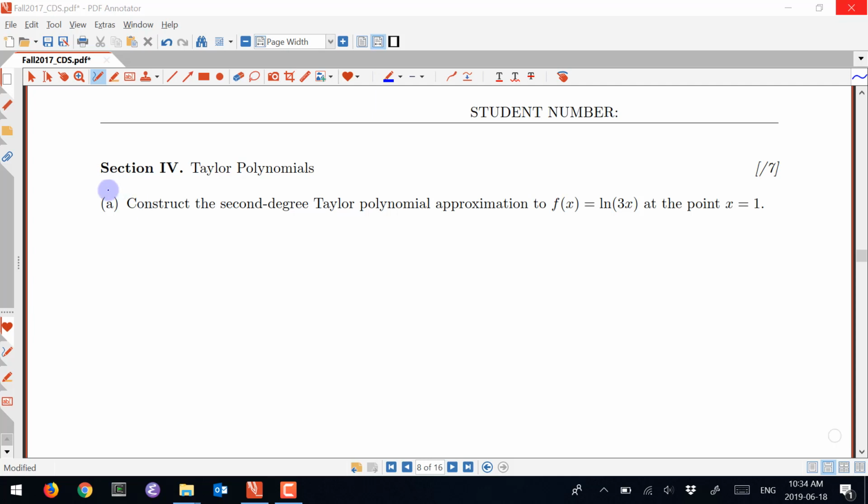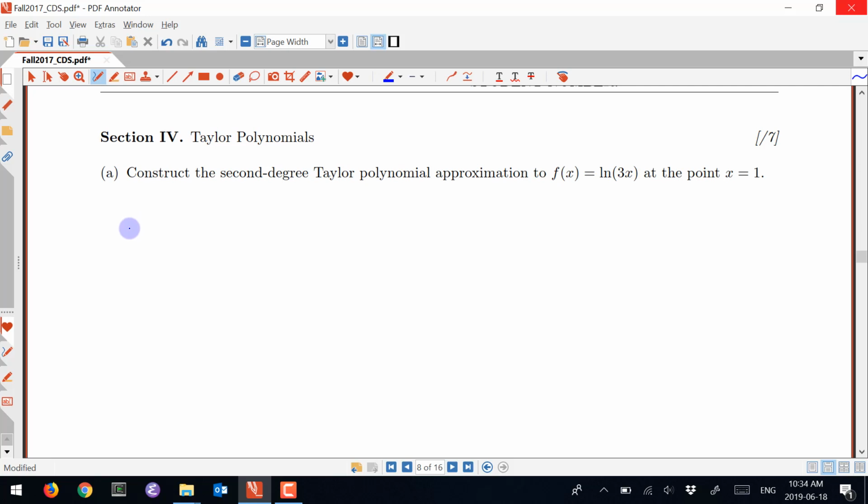In this video, we're going to look at Section 4, the Taylor polynomial question from the 2017 December exam for Math 121. Our first step is to construct the second-degree Taylor polynomial for a particular function, and this is essentially a process question.